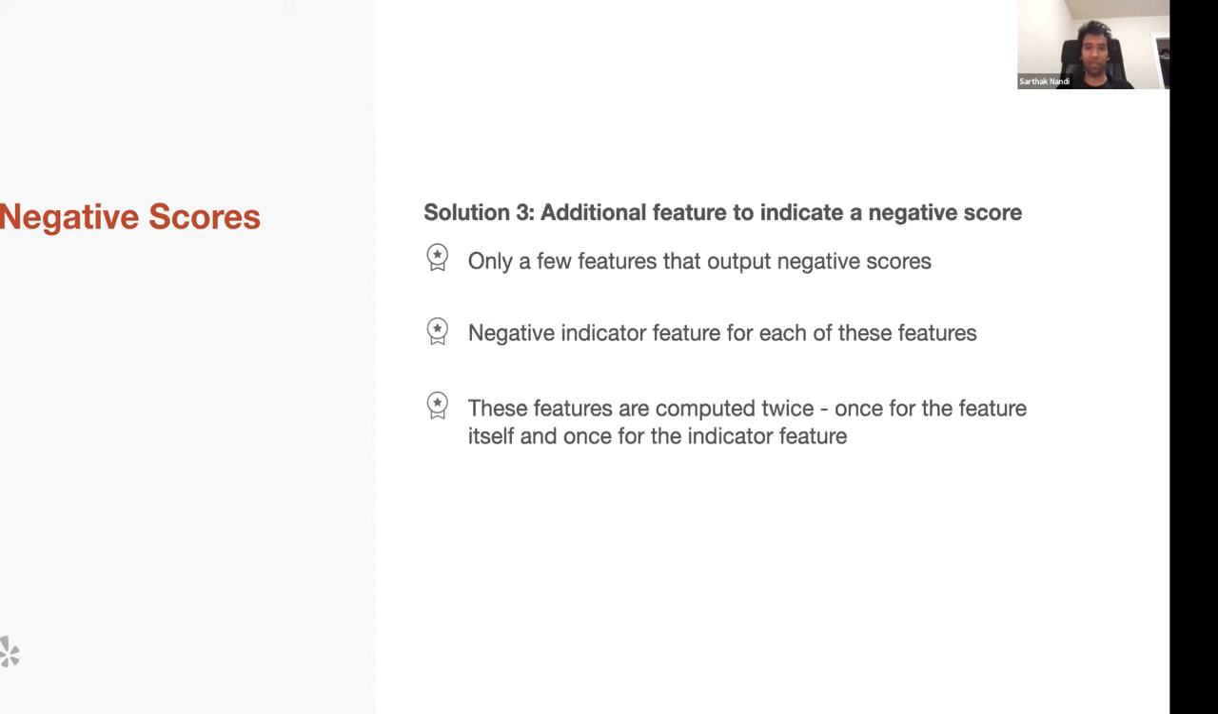So we looked at other solutions. What we wanted was a way to tell us that a feature had a negative score originally. So let's say that a feature had a negative score, we could multiply it by minus one and make it positive. And if we have a way to say that its original score was negative, we can multiply it by minus one to get the original score back. So we have only a few features that output negative scores. So what we did was we added a negative indicator feature for each of these negative features. So now these negative features are computed twice, once for the actual feature and once for the indicator feature. So this is still twice, but it is better than multiple times in the previous solution.